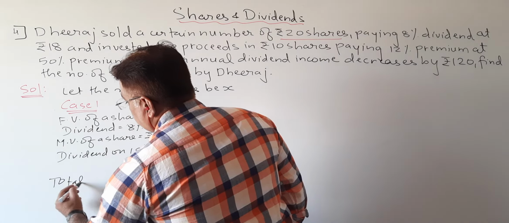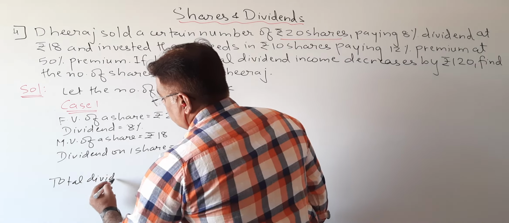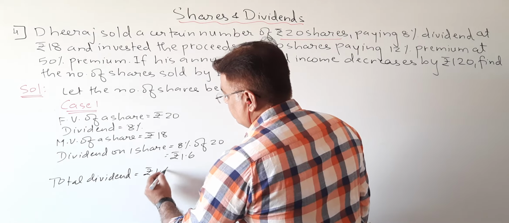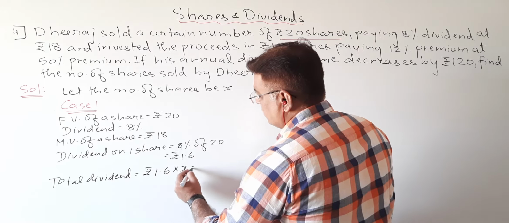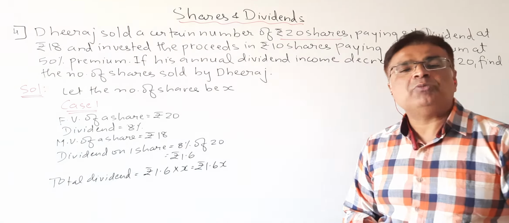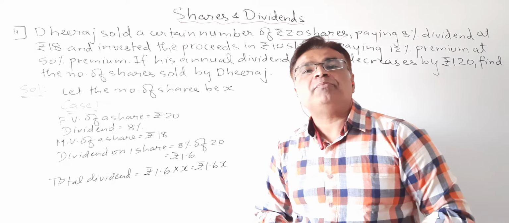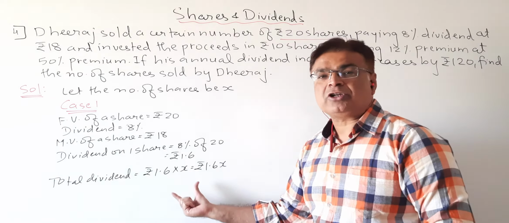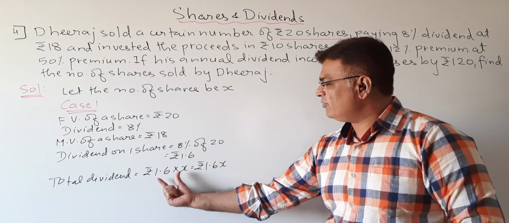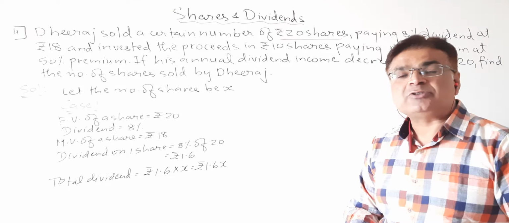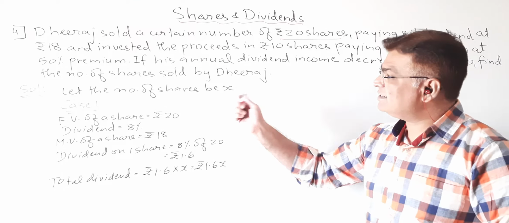So total dividend will be rupees 1.6 into X. From the first part, how much dividend did he earn? He earned 1.6x, because on one share it is 1.6 rupees. So in total he bought X shares, so it will be 1.6x. Okay, how many shares did he sell? That we don't know, so the number of shares is X.